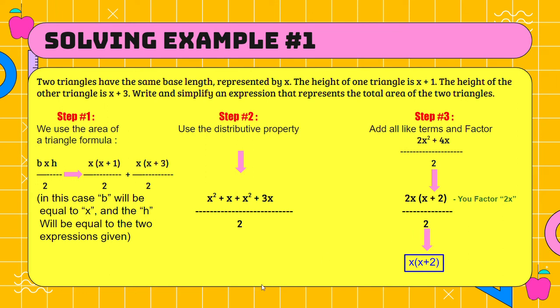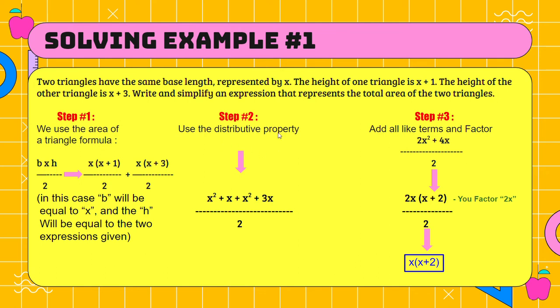So step 1, we use the area formula: base times height divided by 2. And you take the expressions that are provided. Those will be the height, and then b will be x. So it's x times (x plus 1) plus x times (x plus 3). Both of these will be over 2. Just like I stated here, in this case, b will be equal to x, and h will be equal to the two expressions given.